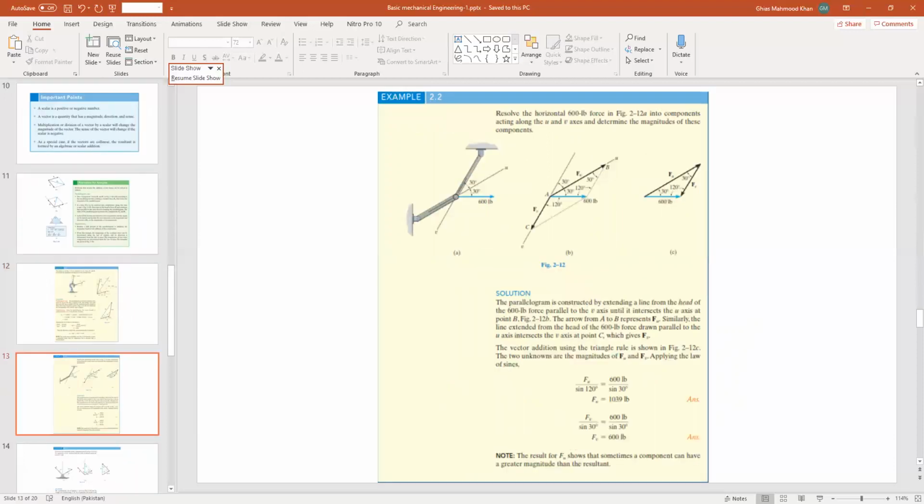Similarly, example 2.2 is similar, and it asks to determine the components of the vector along u and v. The 600 pound force is given, and just as in class we found the x and y components, here we will resolve that vector into u and v components. Think of this vector as the resultant of the u and v components of those forces. As it's solved, you apply the law of sine and get F_u and F_v, which are required in this example.